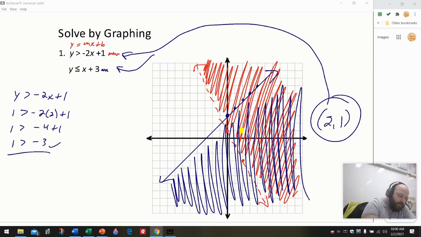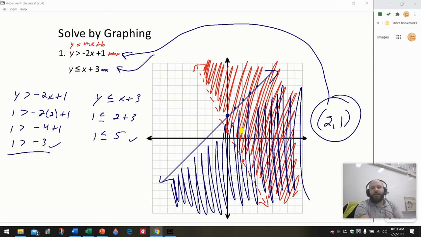It worked. Now, if I take the second equation, and again, I'm going to put this ordered pair in, 2, 1. So 1 in for y, 2 for x. 1 is less than or equal to 5. Once again, that is true. So as I said, the overlapped shading is where you will pick your ordered pairs that will work for both of your inequalities.